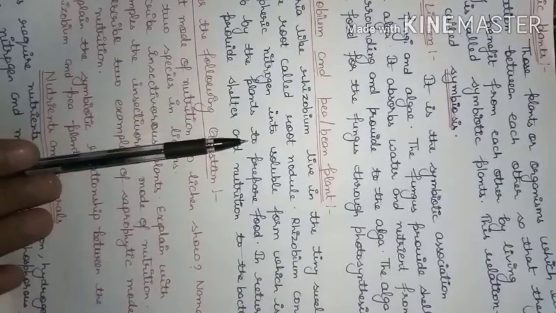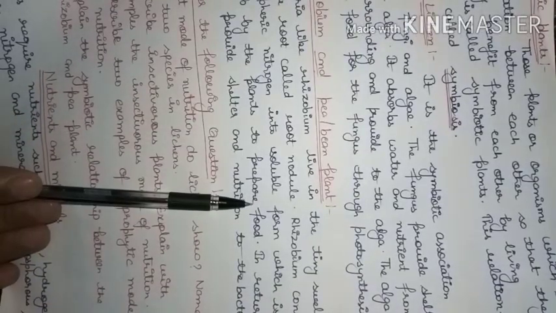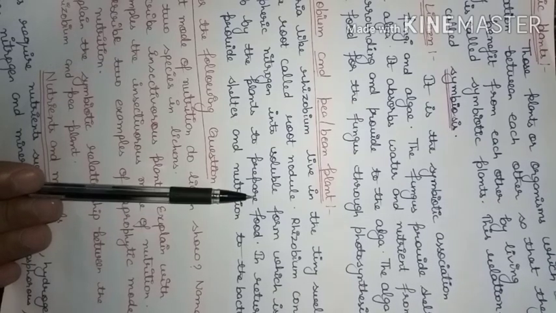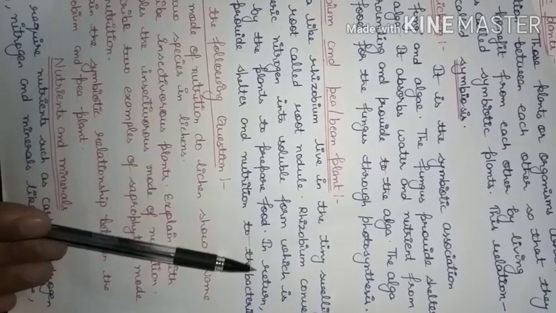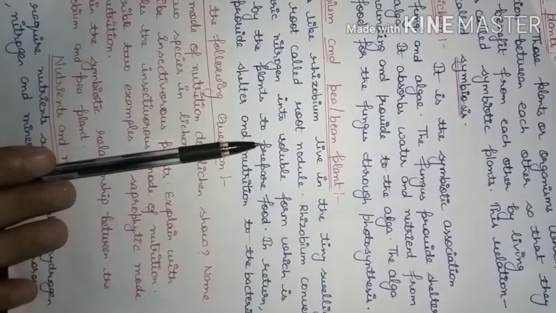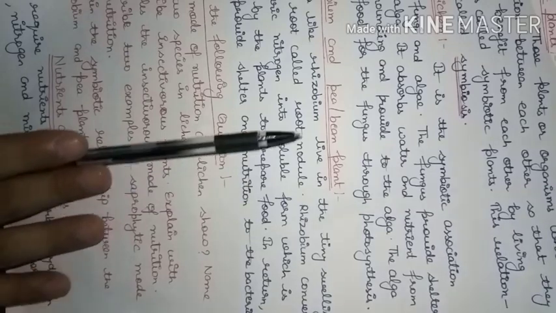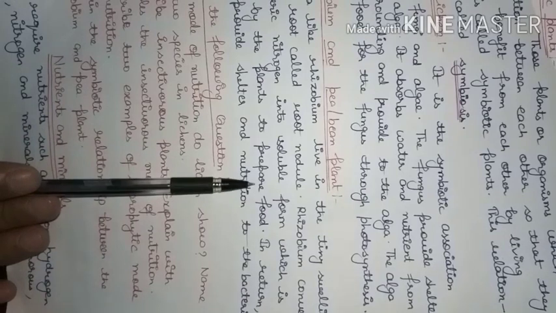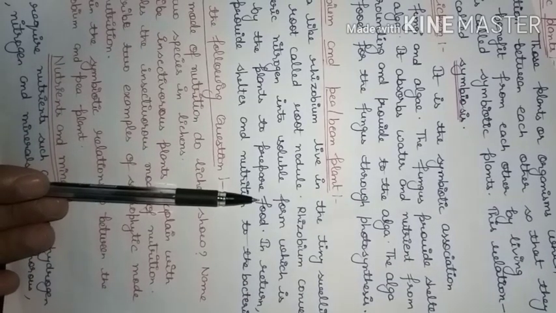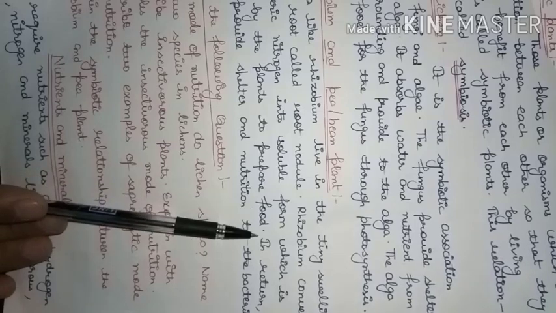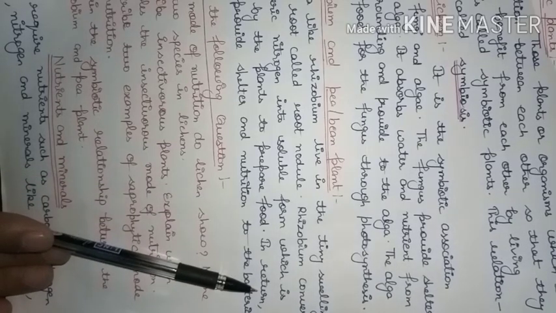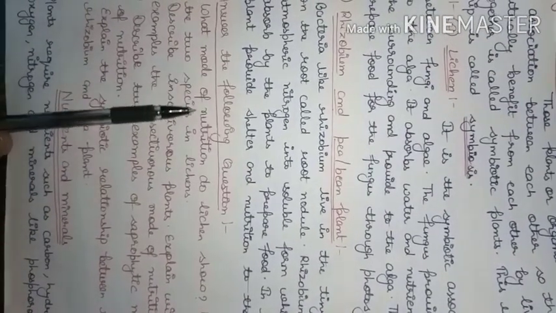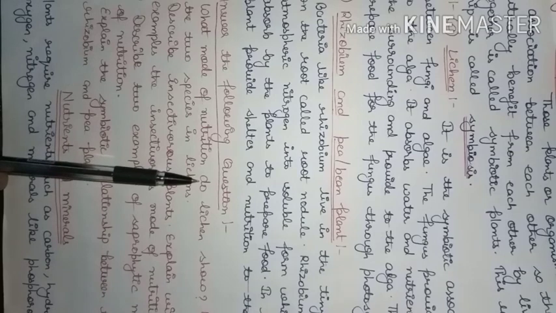When the nitrogen reaches inside the soil, it gets mixed up with the water. When the water is absorbed by the root of the plant, nitrogen also reaches inside the plant, and in this way both the plant and the rhizobium get benefited. How does the rhizobium get benefited? Because the rhizobium obtains its food and shelter from the plant, and in return it provides nitrogen to the plants. Okay.